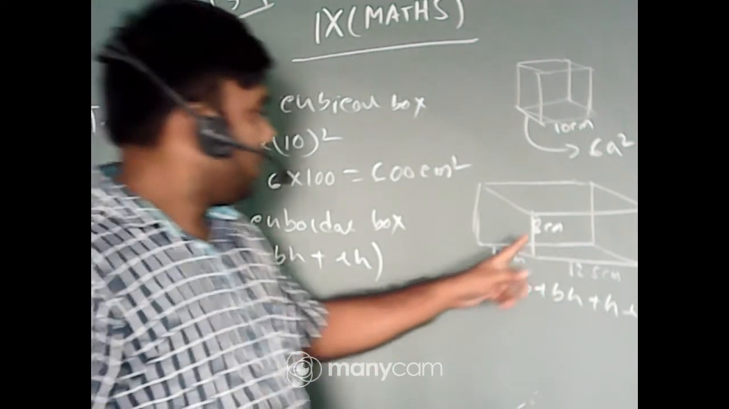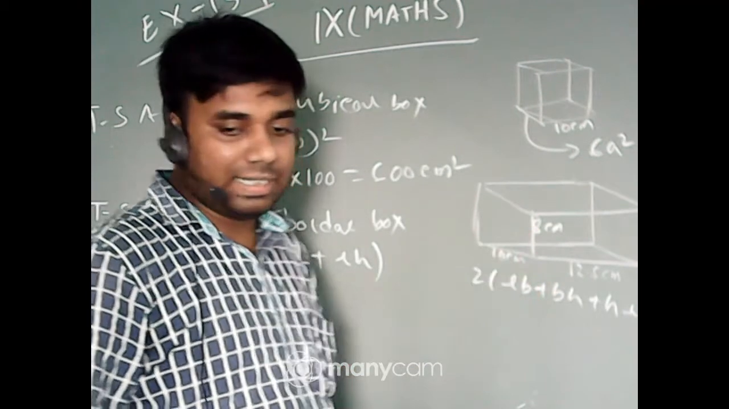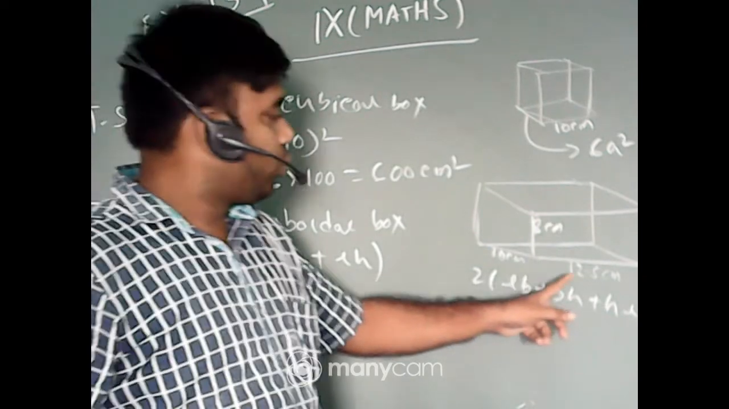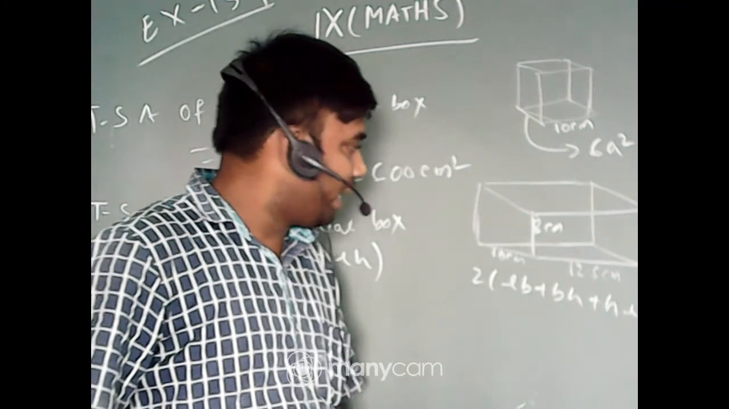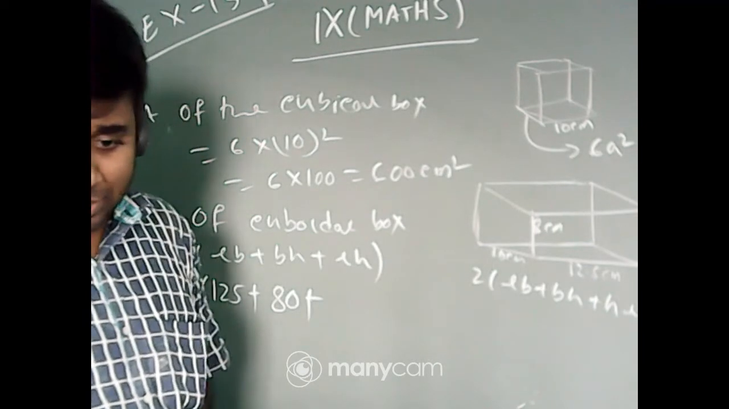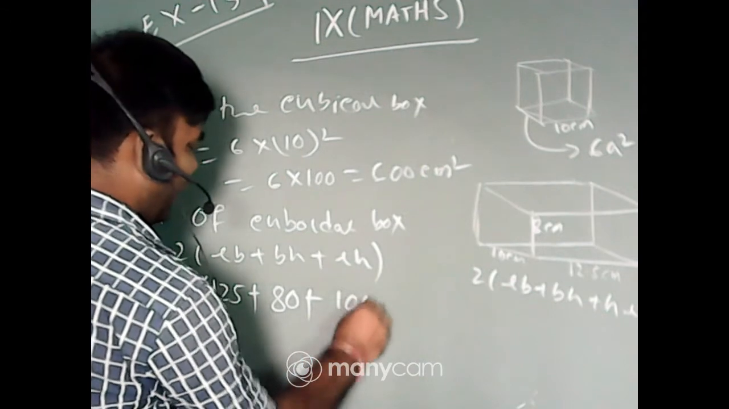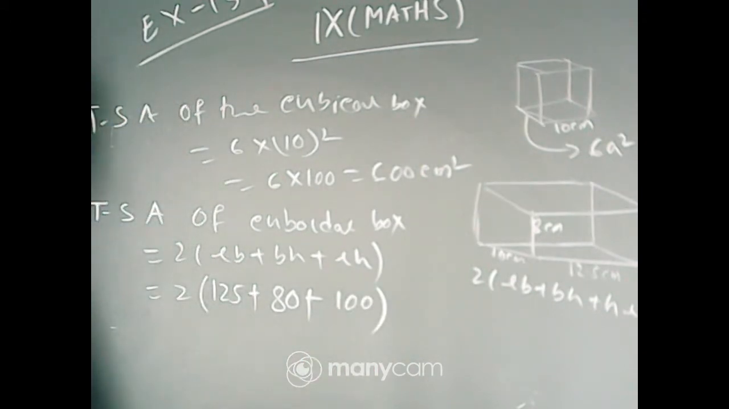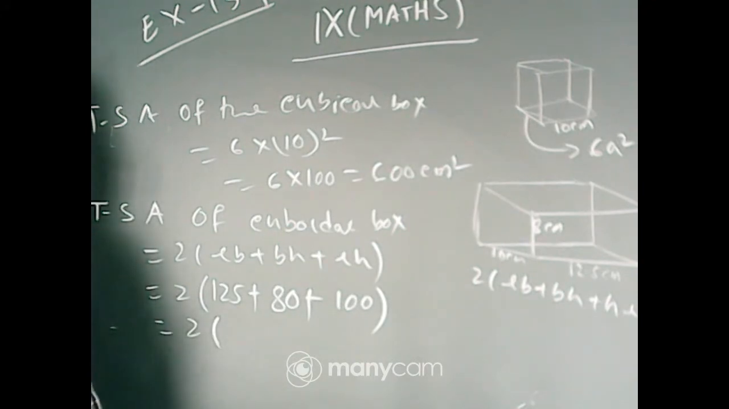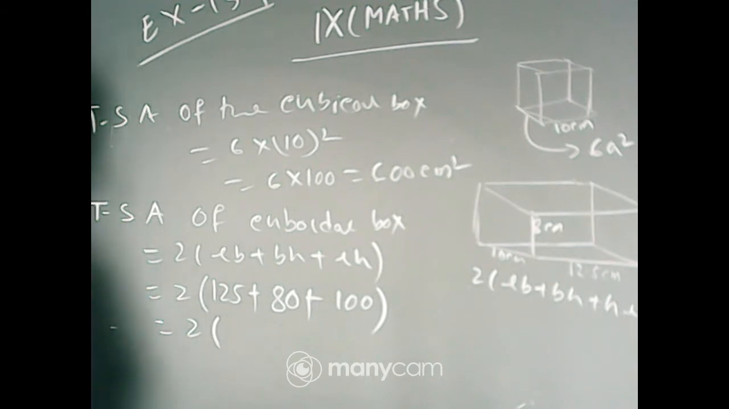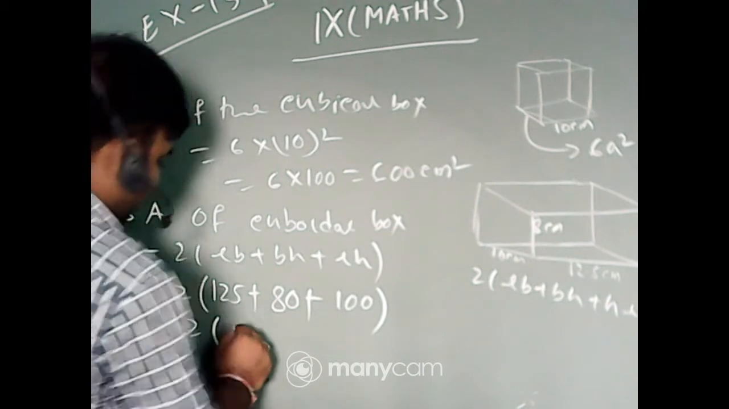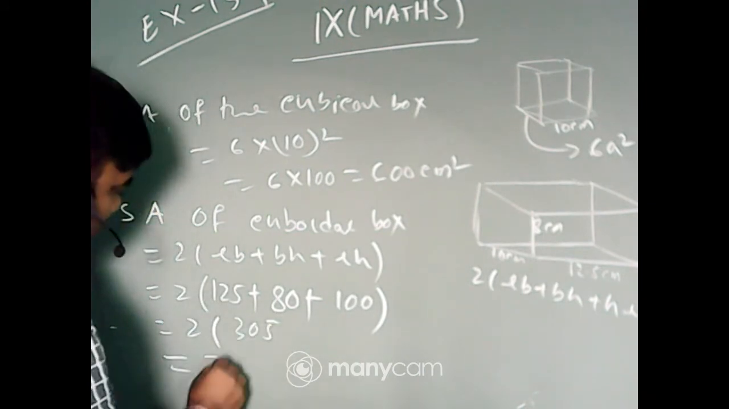BH, B into H, 10 into 8, that is 80. And LH, 12.5 into 8, what will be the answer? Tell me quickly. That will be 100. So 125 plus 80 plus 100 is 305. So 2 into 305 is 610 centimeter square.